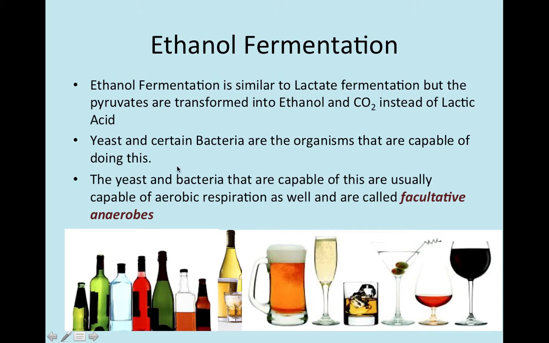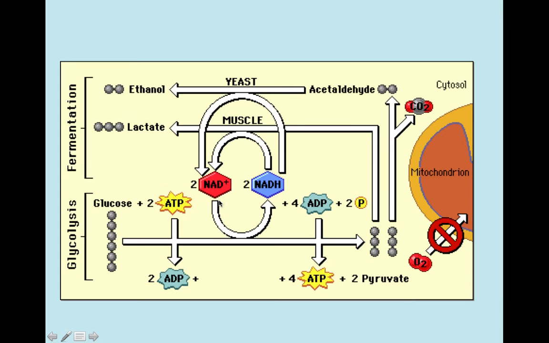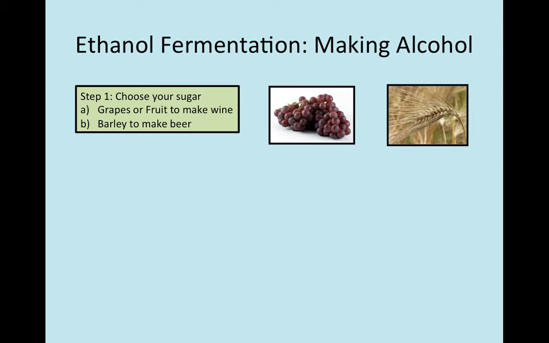Okay, so the popular organism that does this is yeast. Yeast is going to be able to convert glucose into ethanol. So I'm just going to go over quickly basically how you make alcohol or how you make wine because it's very simple. So the first thing you need to do is to pick your sugar. So you need to have sugar because this is what we're going to start with. We're starting with glucose. So you can get this from grapes or fruit, and these would be simple sugars.